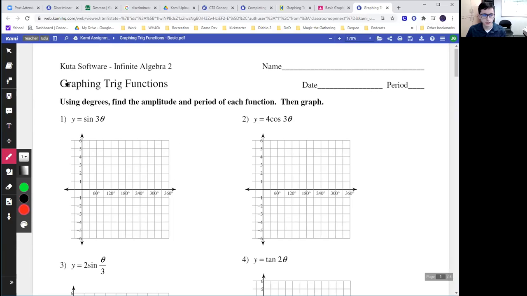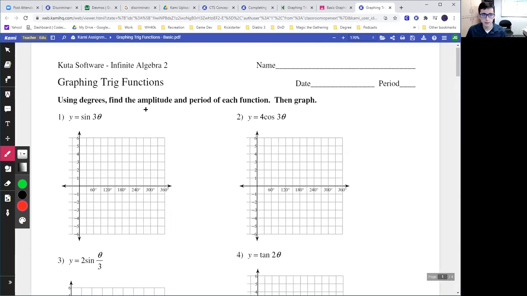So today we're going to be doing some very basic graphing of trig functions. I found this worksheet online. There were several, and this one is the most basic one that I could find. I didn't want to overwhelm anyone, just getting the idea. It says, using degrees, find the amplitude and the period of each function, then graph. So it wants us to find the amplitude and the period first, and then graph.